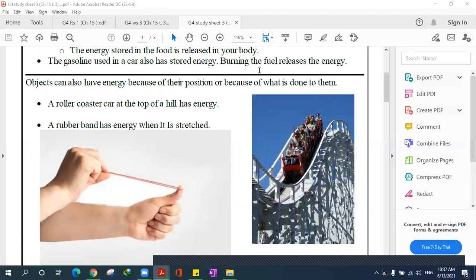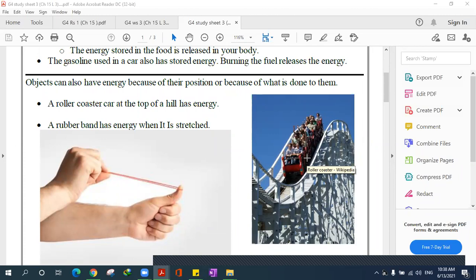Now we have two pictures here. We have a roller coaster at the top of a hill. It's not moving yet. It's not supposed to be moving yet. And we have a rubber band being stretched. So, as we mentioned, potential energy is the energy of an object because of its possession or condition. The first possession is like the roller coaster here. It's at the top of the hill, it's going to move.